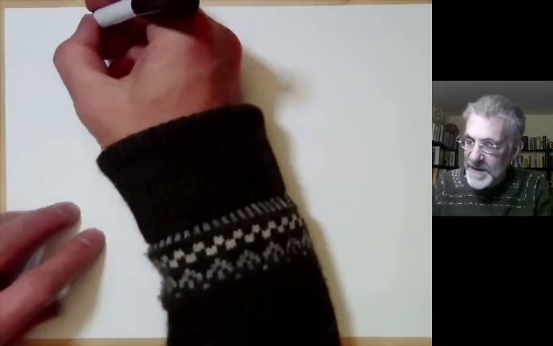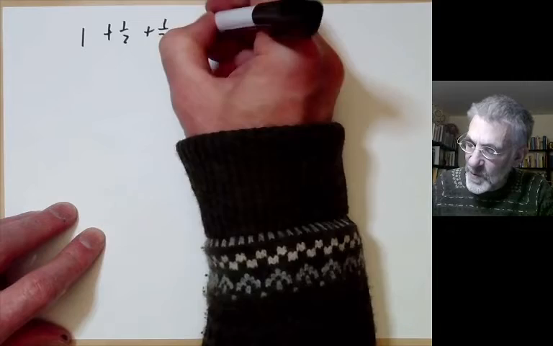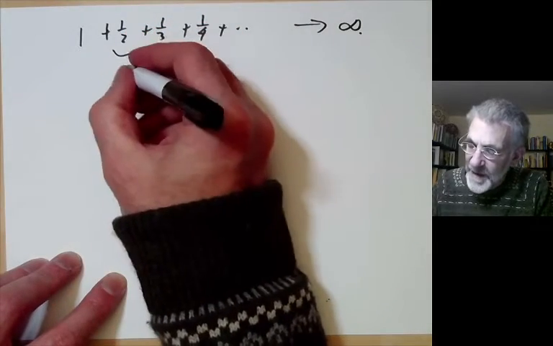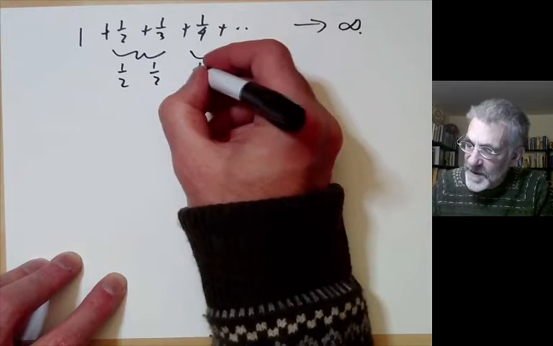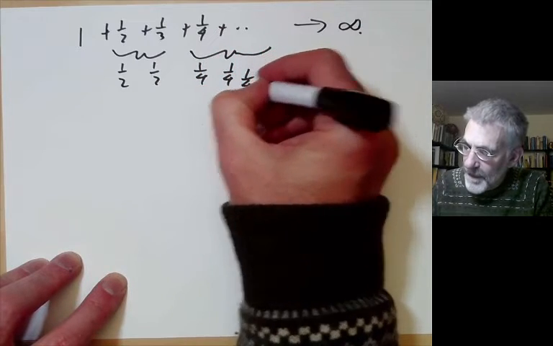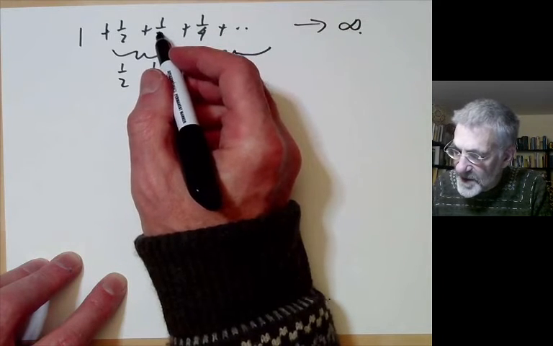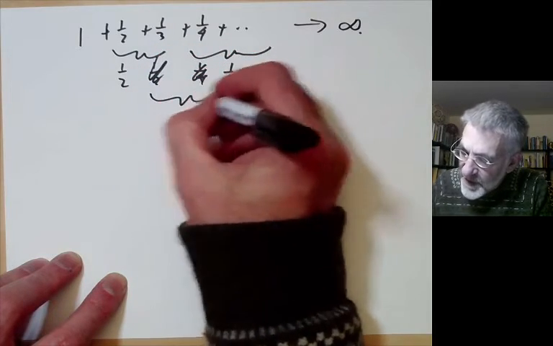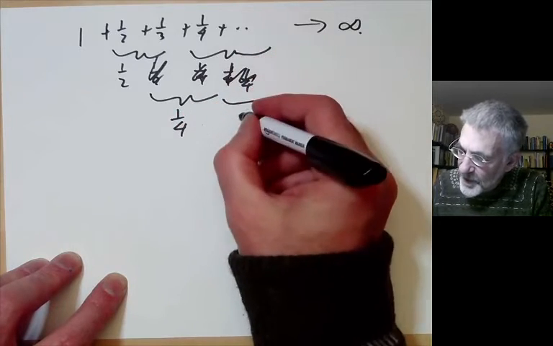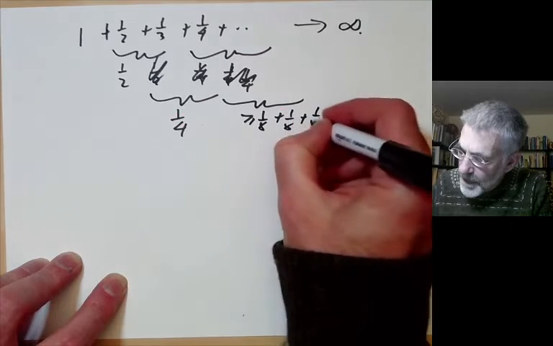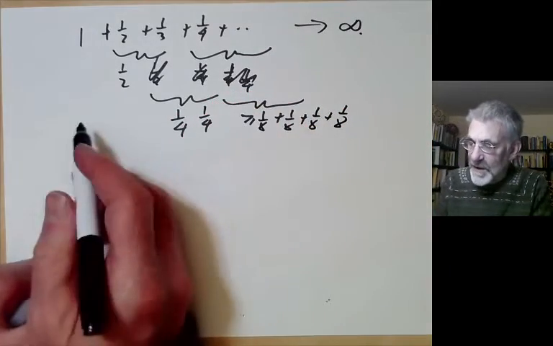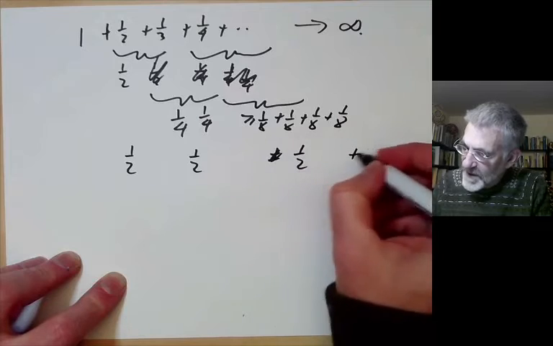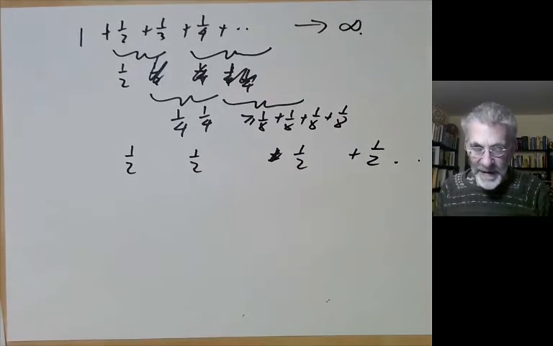Now we remember from calculus that the series 1 plus a half plus a third plus a quarter and so on tends to infinity. You can see this very easily because this is greater than or equal to 1 plus a half plus, and the next two terms are both at least a quarter, and the next four are all at least an eighth. So the sum is going to be at least a half plus a half plus a half plus a half and so on. And since this goes on forever, you can make the series as big as you like.